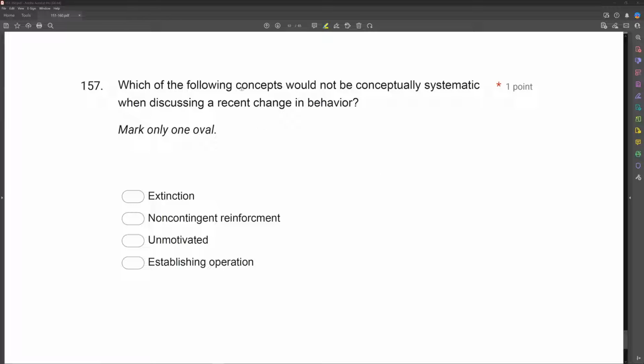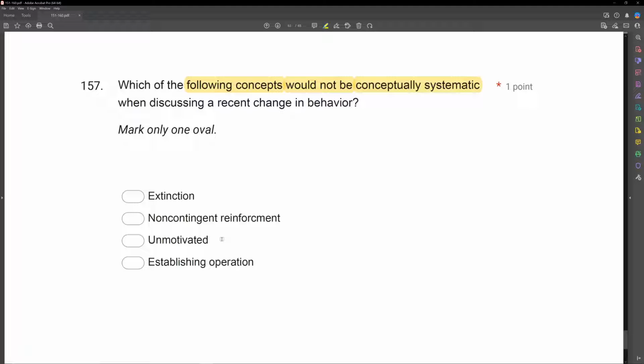In this case, it's asking about which concept would not be conceptually systematic. So we're looking for one of the concepts here that isn't going to be consistent with our literature or our behavior analysis concepts. A, extinction. Well, of course, extinction is conceptually systematic, right? It's one of our behavior change principles. B, non-contingent reinforcement. Non-contingent reinforcement is an empirical intervention used in ABA, so it's fine.